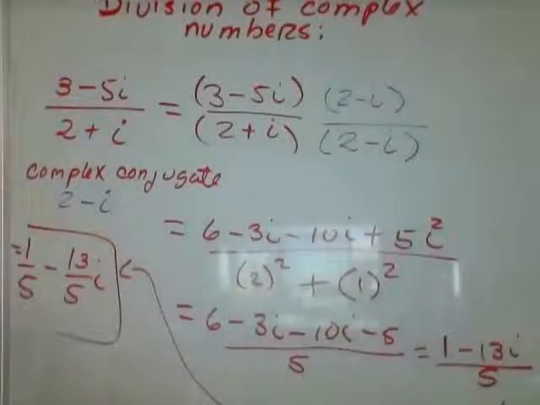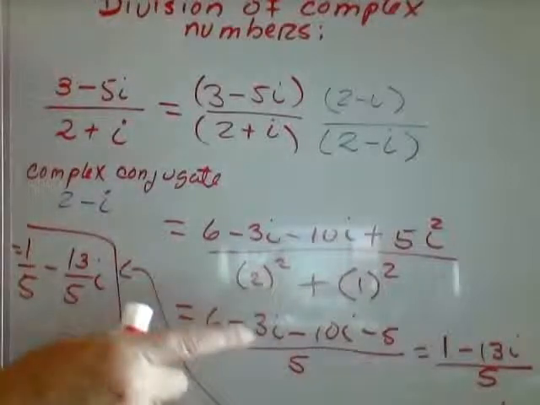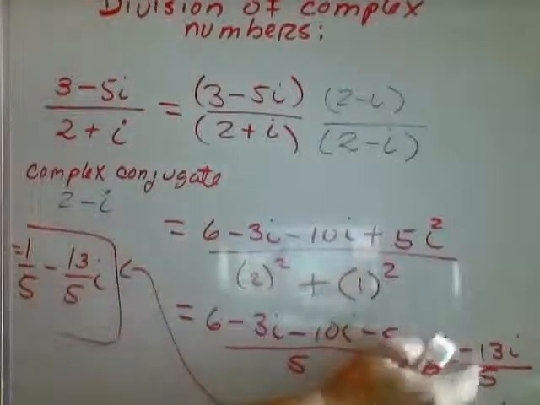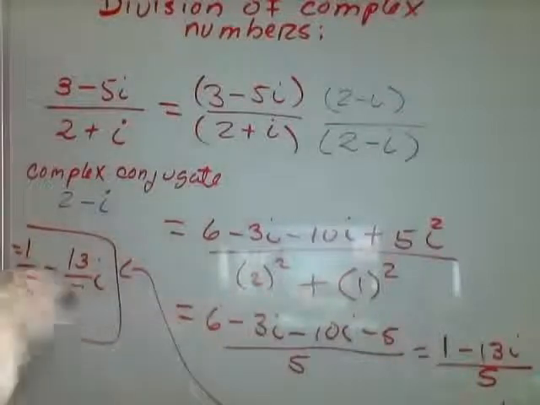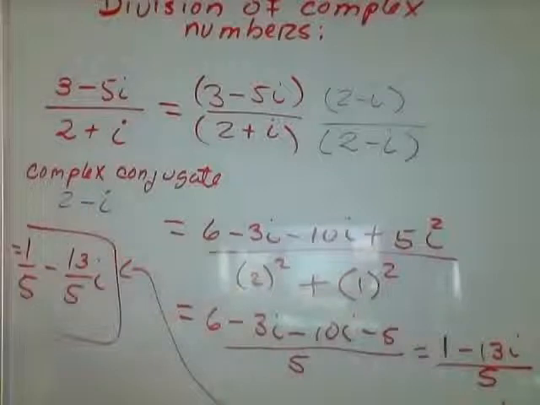Why? Because we split the fraction that we have obtained here into fractions to separate the real part and the imaginary part. Then the answer in this case is 1 over 5 minus 13i over 5.